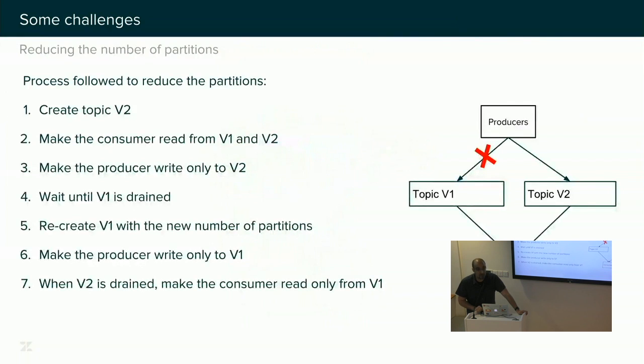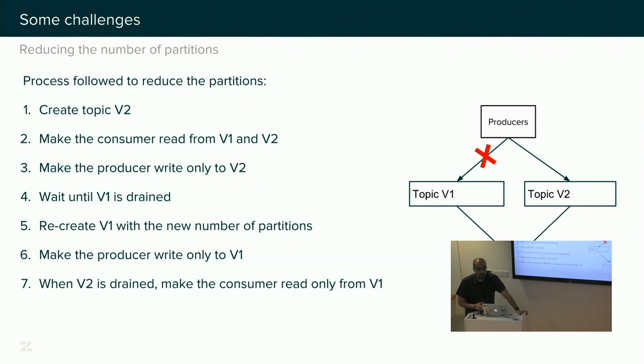So the process to delete or to reduce the number of partitions is pretty much highlighted in here. And you can imagine the effort. So we had to create a second version of that topic, make the consumer read from both of them, because the consumer can read from multiple topics. Then we had to make the producer write to only the second version of the topic in order to be able to wait for the first version of the topic to be drained by the consumer.